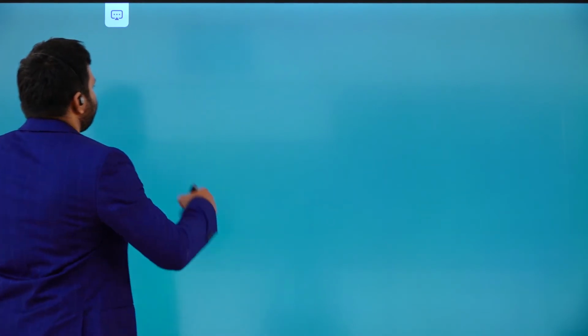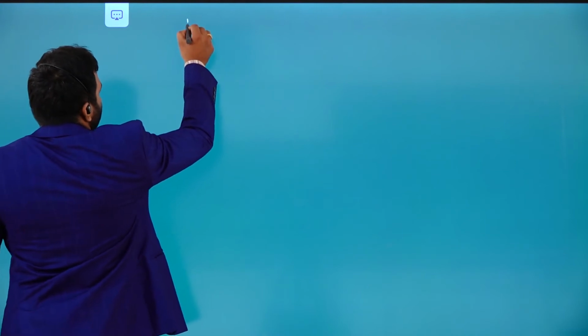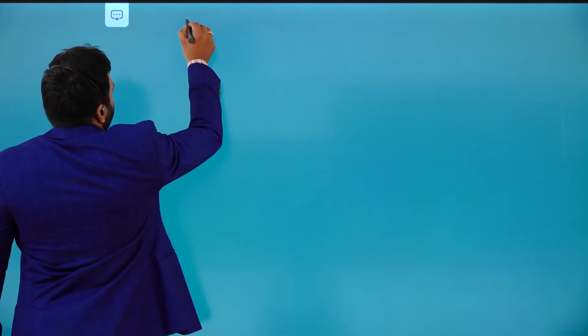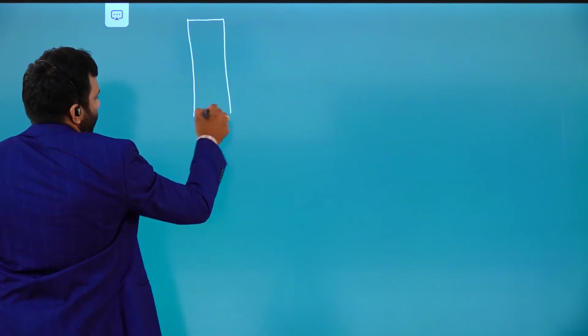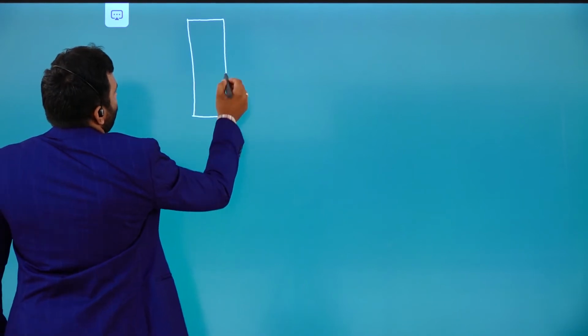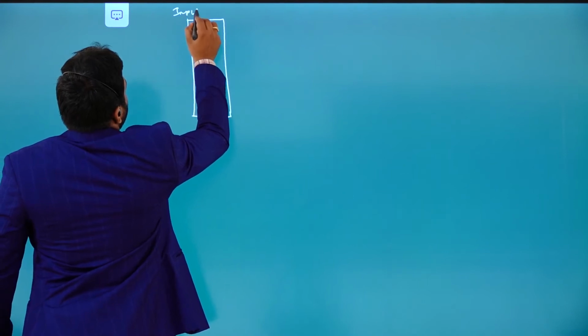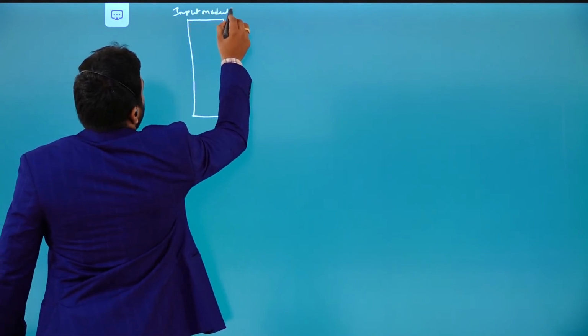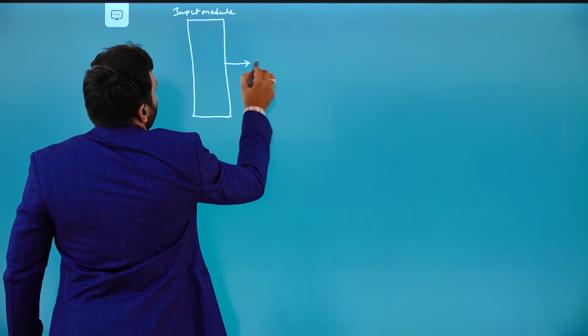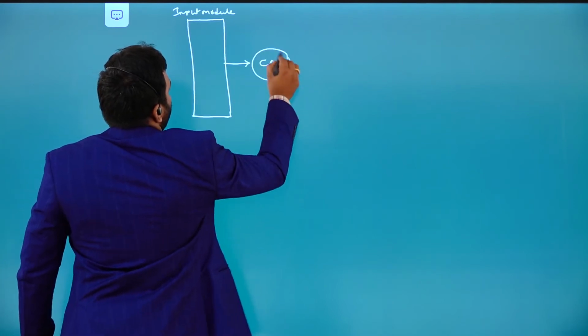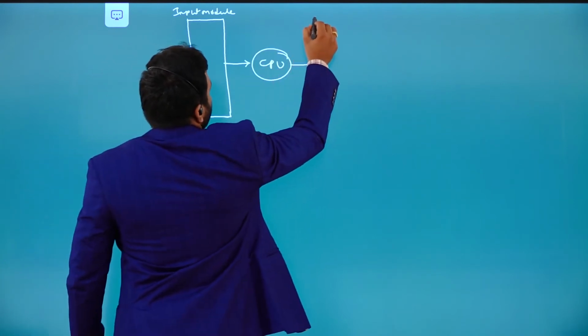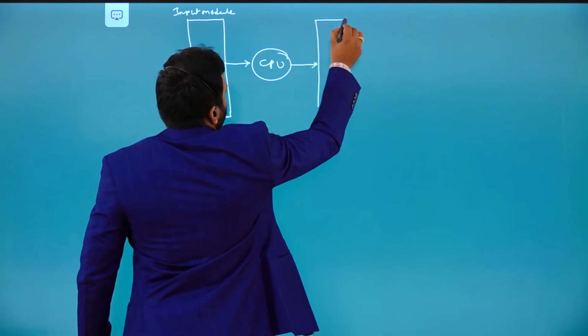Hardware terminals are going to be addressed by the CPU, right? So like that, now you can see a little bit clearer idea of how it's going to be connected. So this is the input module, for example, and it is going to be connected with the CPU. The CPU is going to be connected with the output module.